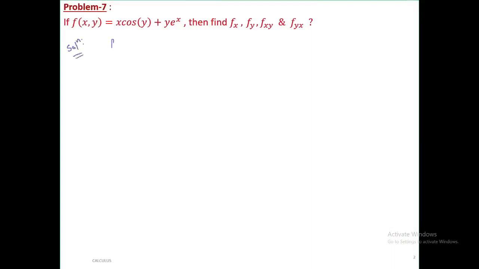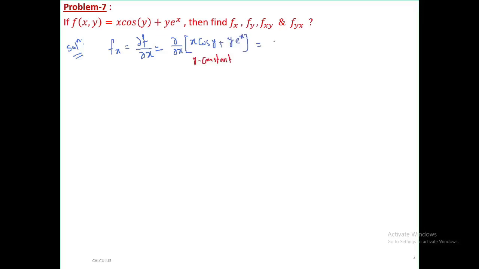First, fx. That means dou f by dou x. With respect to x, you have to do dou by dou x of f. Substitute back f: x cos y plus y into e power x. Now, with respect to x you are doing, therefore you have to treat y as constant.